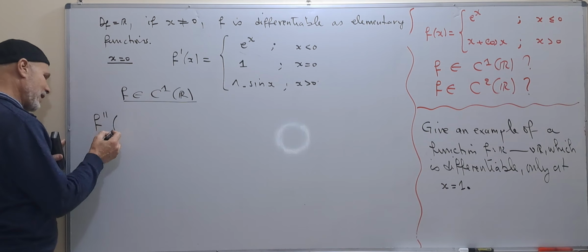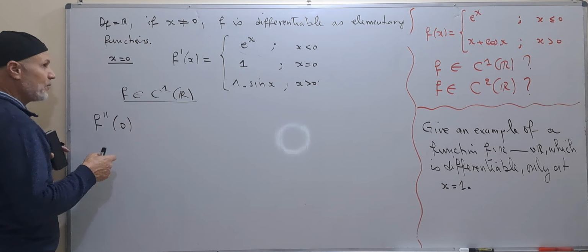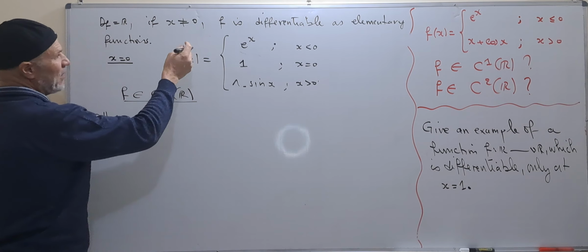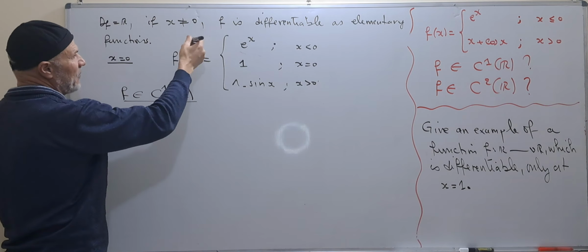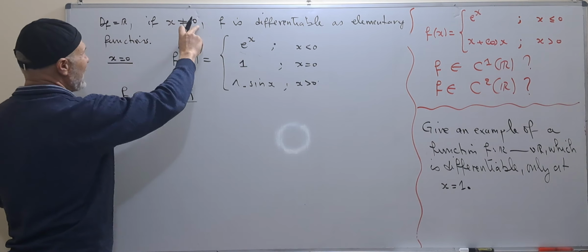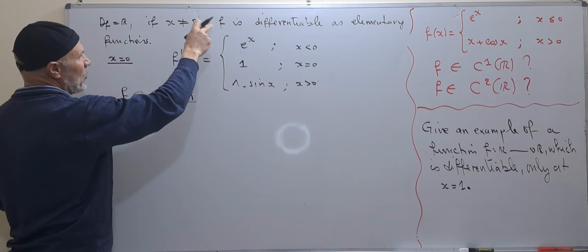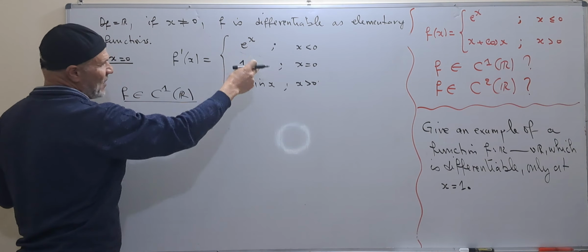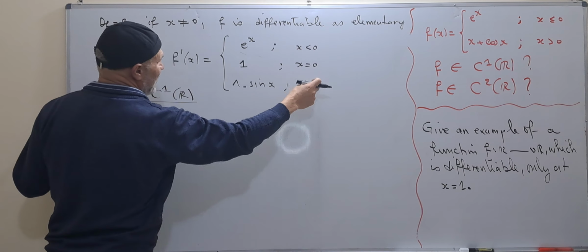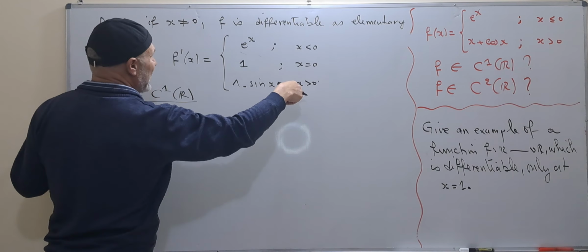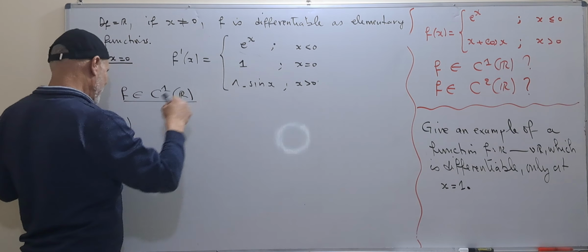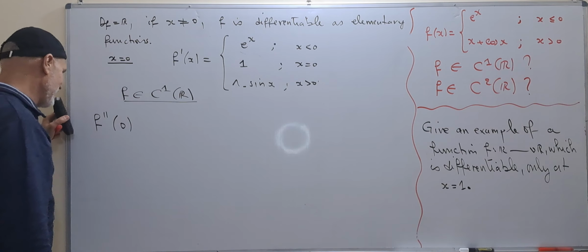f second at 0. f is an elementary function. It is actually infinitely differentiable, so it is of class C infinity if x is different from 0. So the second derivative exists if x is less than 0 and if x is greater than 0. But the question is about x equal to 0, f second at 0.